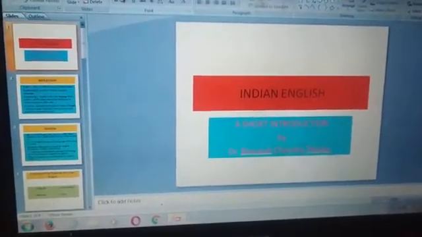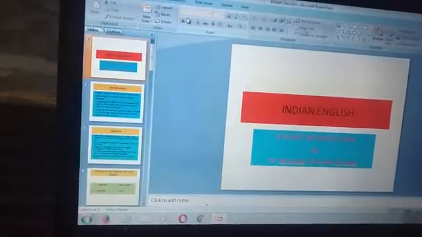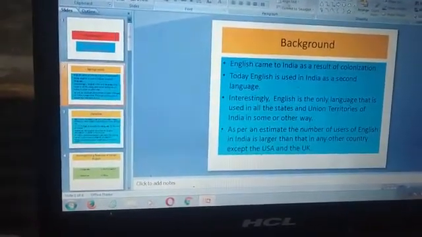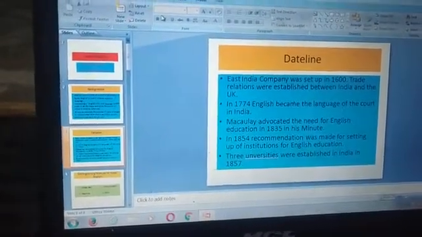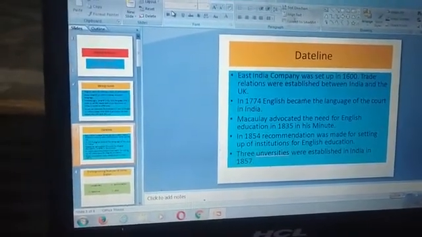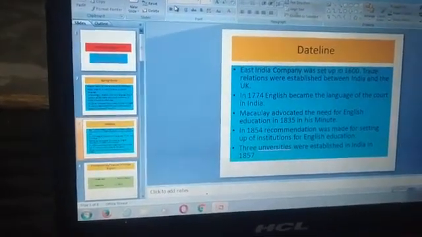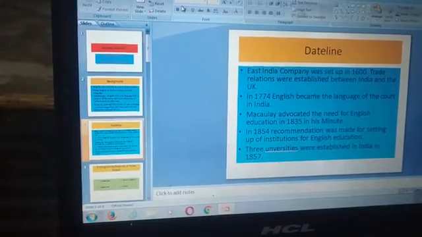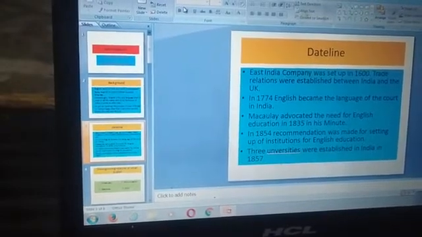As we know, English has been in use in India for a long time. Ever since the establishment of the East India Company, English has been in touch with the Indian soil, and English has been used in India in different ways. In fact, the East India Company was set up in 1680, and trade relations were established between India and the UK.